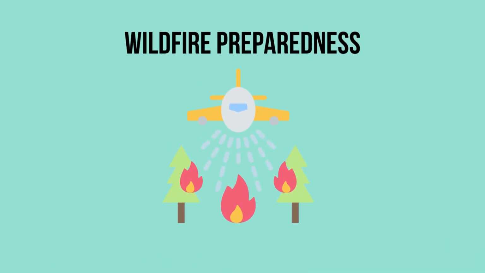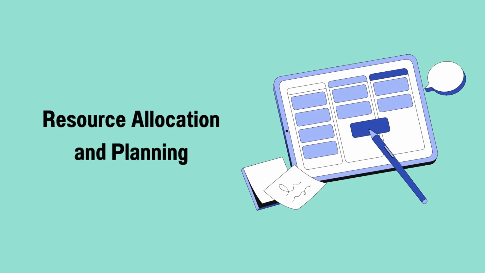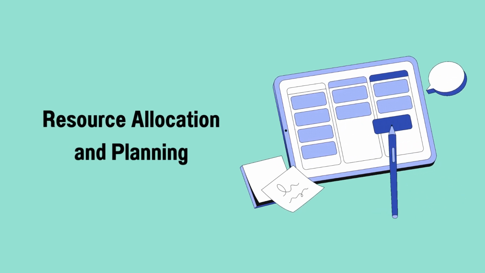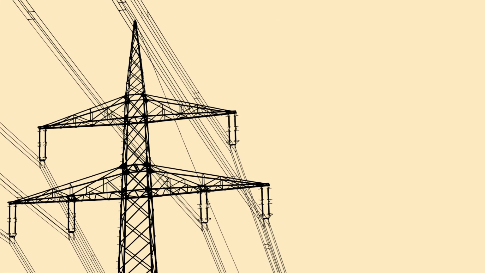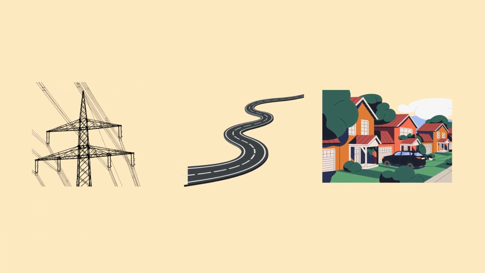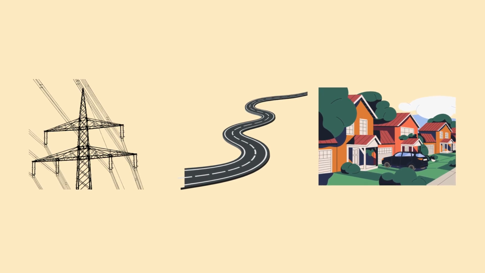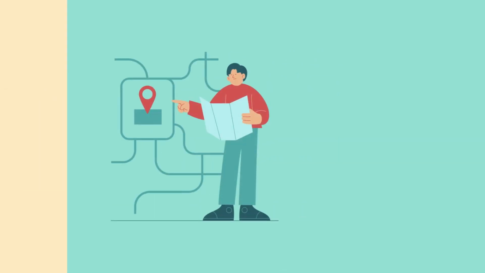Forest managers and emergency services use fire risk maps to allocate resources efficiently, planning where to station firefighting equipment and personnel in anticipation of higher fire risks. They help identify critical infrastructure at risk, such as power lines, roads, and residential areas, guiding the implementation of protective measures like clearing vegetation to create defensible spaces.